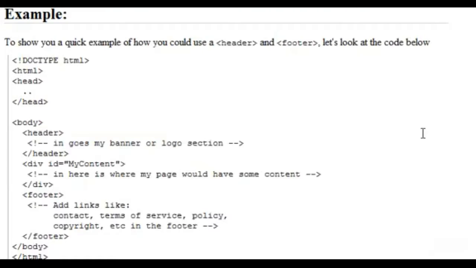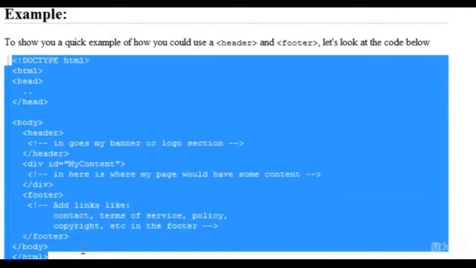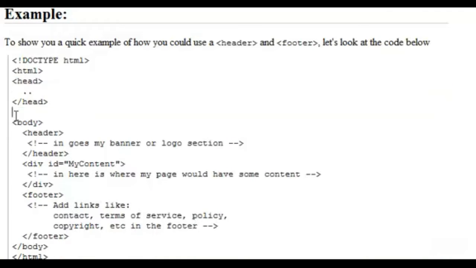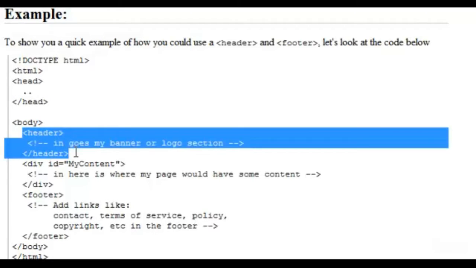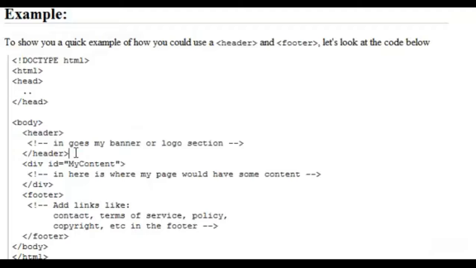So if we take a look at a quick example here, just to show you how the header and footer could work, we have the entire page HTML here. We have our head, and we have our body. And inside our body, we put the header, which is a block element, by the way, and it will take up the entire block going from left to right, and that's where you could put your logo or your banner, your title of your page or your blog. We put the div in here, and this is where you put some content. I just gave it the idea of my content.